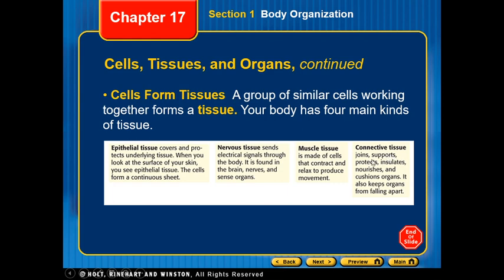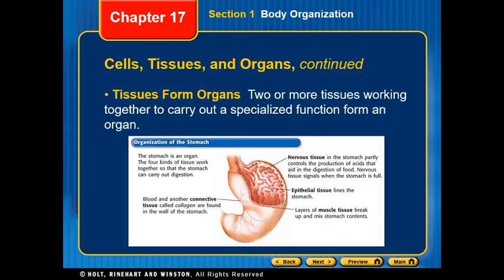Connective tissue joins, supports, protects, insulates, nourishes, and cushions organs. It also keeps organs from falling apart. So that is connective tissue. So these are the four main kinds of tissue. Now, tissues form organs. Two or more tissues working together to carry out a specialized function form an organ.